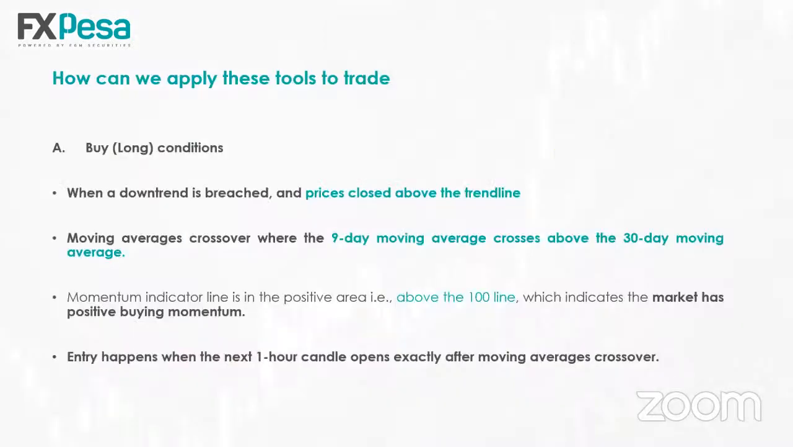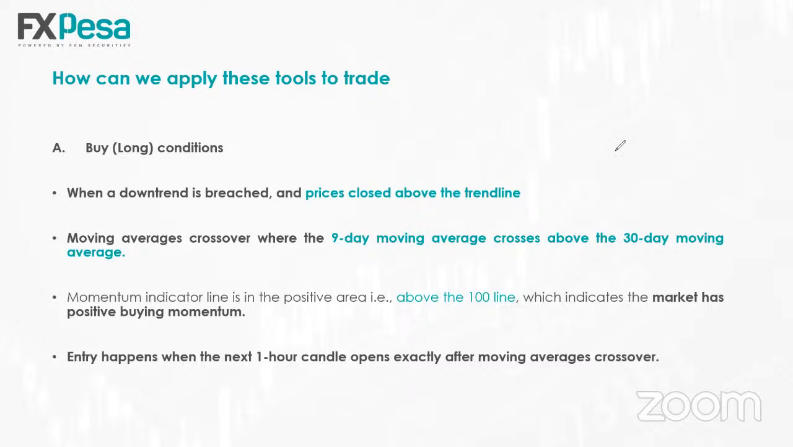So how are we going to apply these tools to trade? All of them must confirm the same direction for you to enter a trade. You might even decide to have a checkbox on whether the three indicators that you're using have aligned properly, or have given you a confluence.